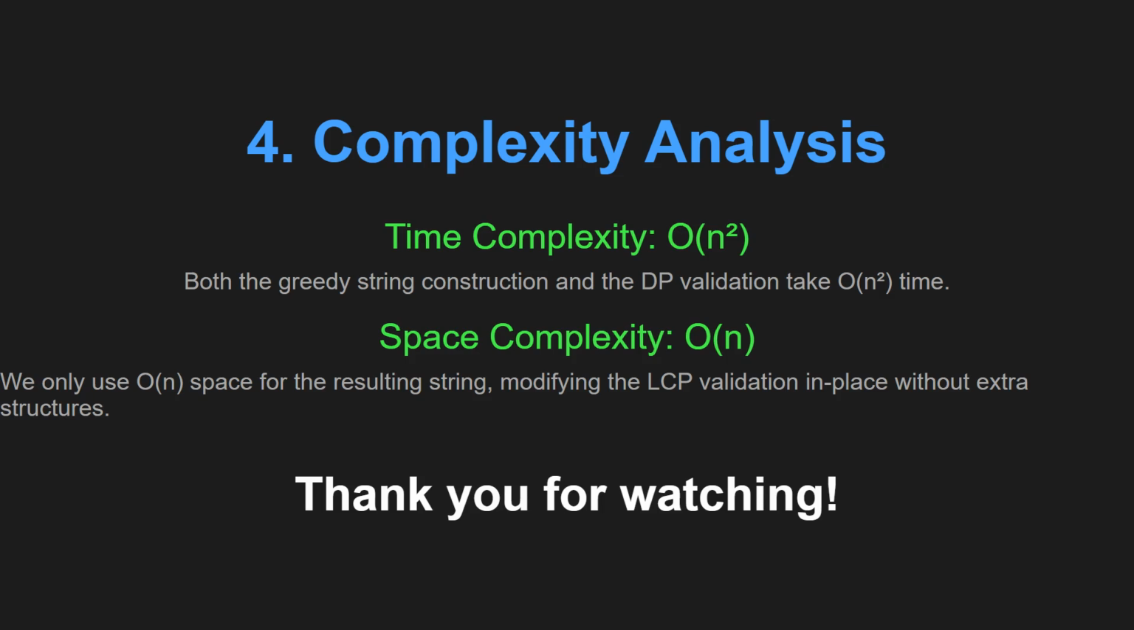For the complexity, the time complexity is O(n squared), because iterating through the matrix for both string construction and the dynamic programming validation takes n squared operations. The space complexity is O(n), as we only need to store the resulting string of length n, and the validation operates in constant extra space.